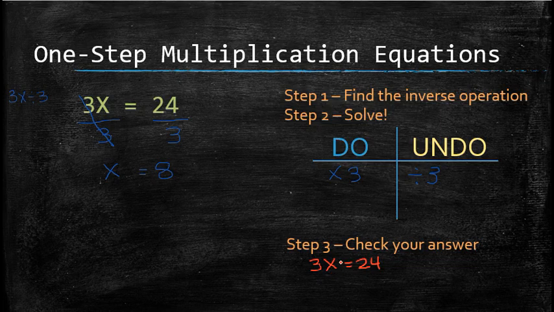Then you're going to replace the variable, or the letter x, with the value that you got for x. Here we got the value of x equals 8. So 3 times 8, and I actually used a little dot here, equals 24. Go ahead and do that in your calculator or in your head too if you're great at your math facts. 24 equals 24. Excellent. Does 24 equal 24? Of course it does. So we know that our answer of x equals 8 is correct.